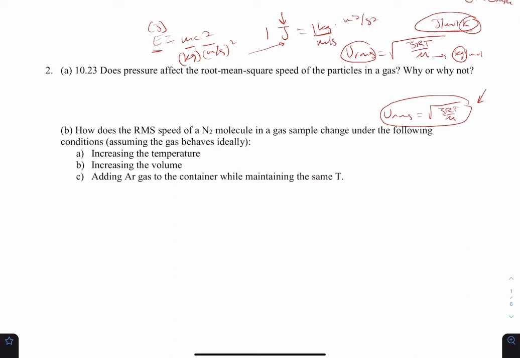So ultimately, does pressure affect the root mean square speed of the gas particles? No, because you can really just say it's not in this equation, but also, to expand on that, it's not part of the ideal gas law. So it's just a different concept. So don't confuse those.